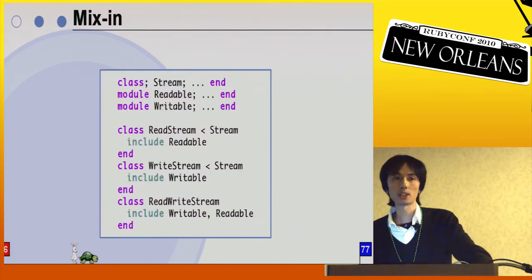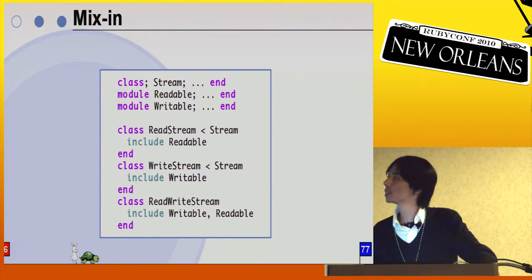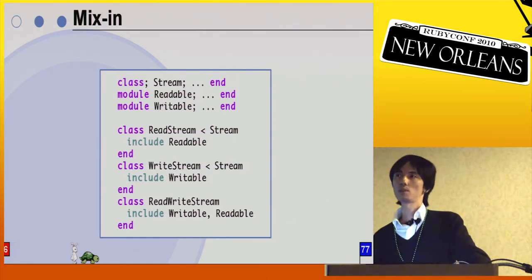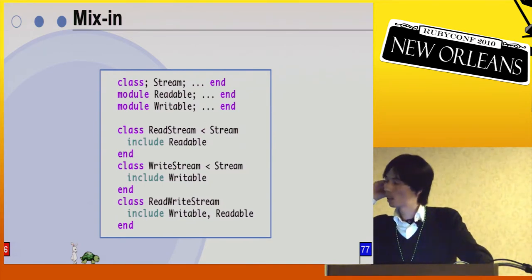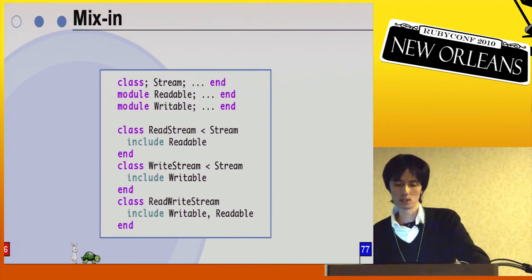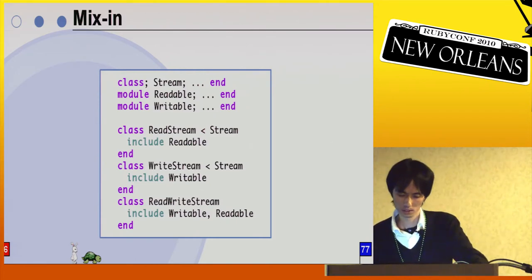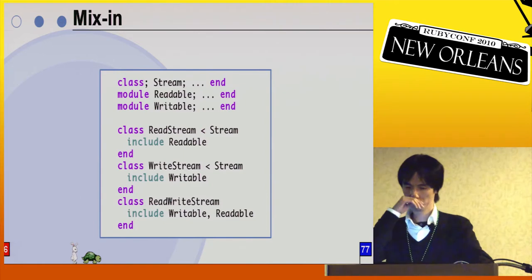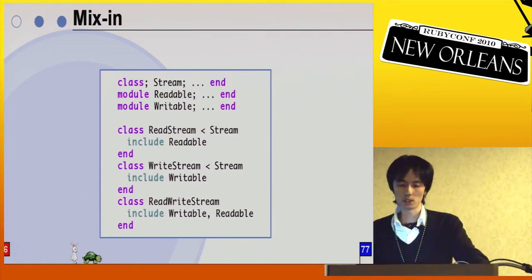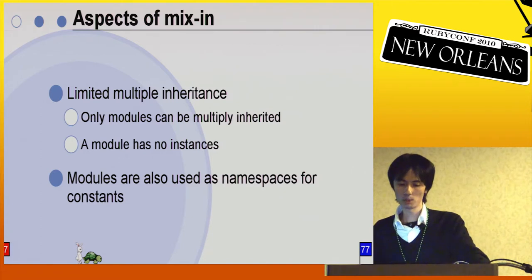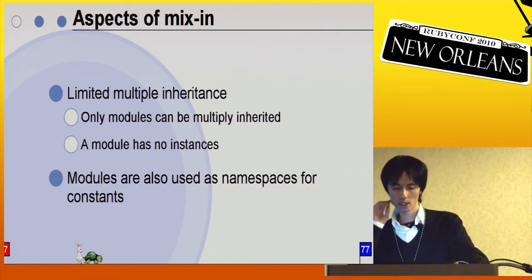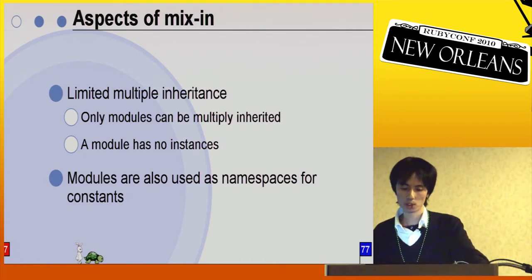The next way is mixin. Mixin is a feature which came from some kind of Lisp. But as far as I know, Ruby is the first language which supports mixin as a language feature. Ruby's mixin provides limited multiple inheritance. Only modules can be multiply inherited, and a module has no instances. Modules are also used as namespaces for constants.